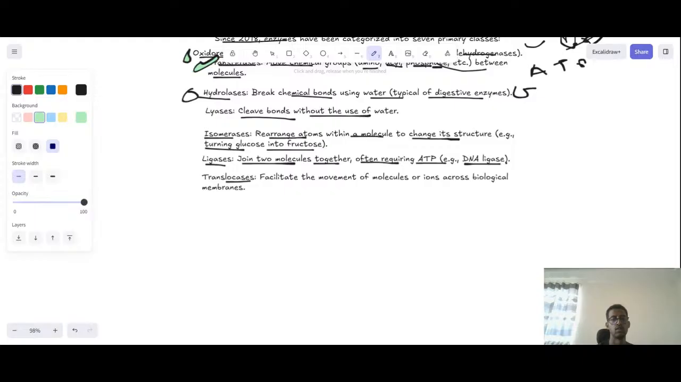Translocase: facilitates the movement of molecules or ions across biological membranes.